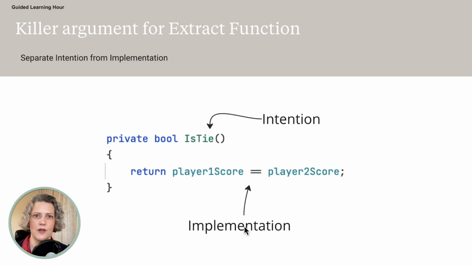It returns a Boolean. So now when you're reading the longer function that this came from, you can see the intention of this piece of code just by reading the method name. And that means potentially you don't need to read the implementation. And that makes your code easier to read and understand and reason about.